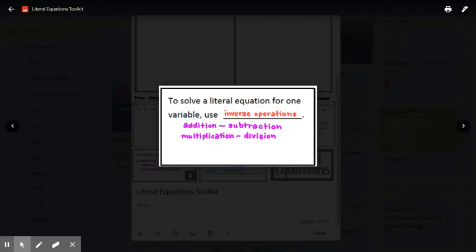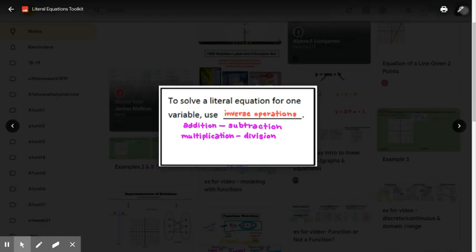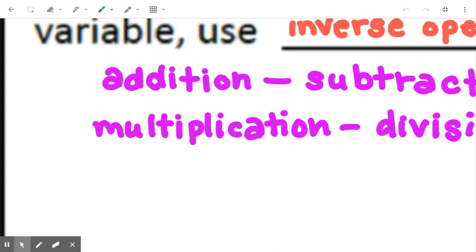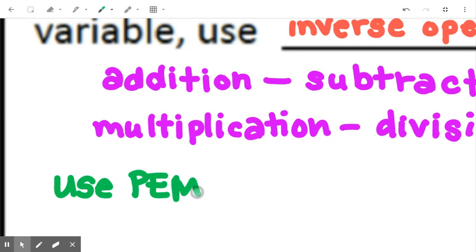So the next thing we need to know is how do we solve literal equations? Basically what we do is we use what we call inverse operations. Addition and subtraction are examples of inverse operations, multiplication and division. And basically what we are going to be using, and I'll add this in here, is PEMDAS backwards.